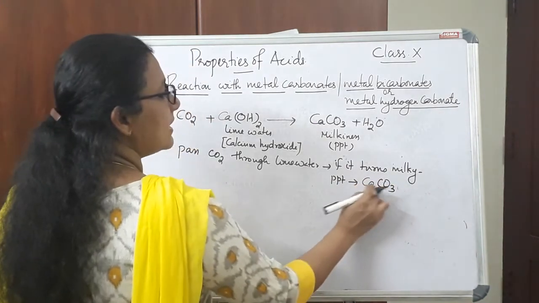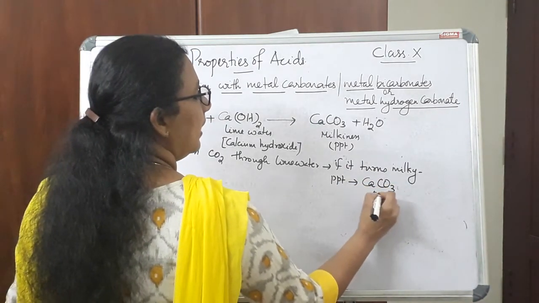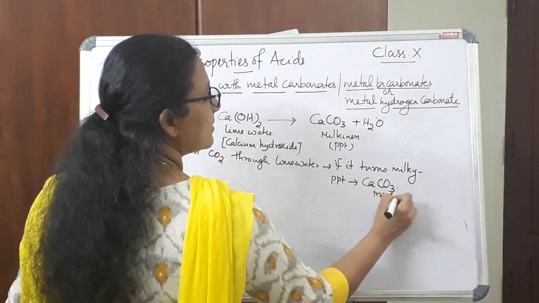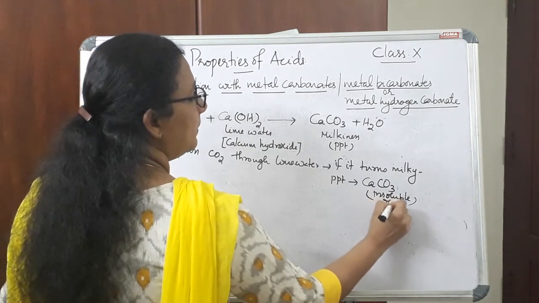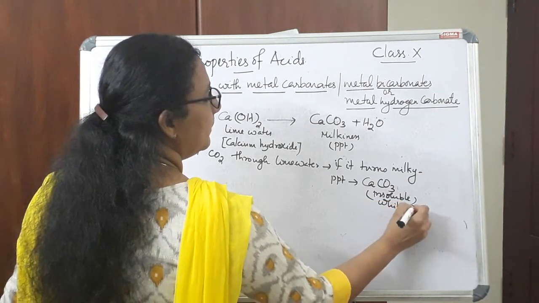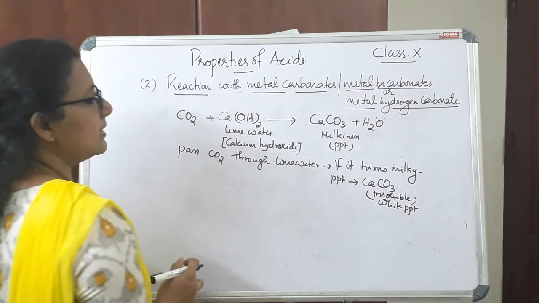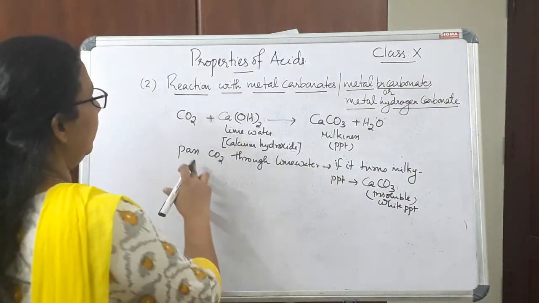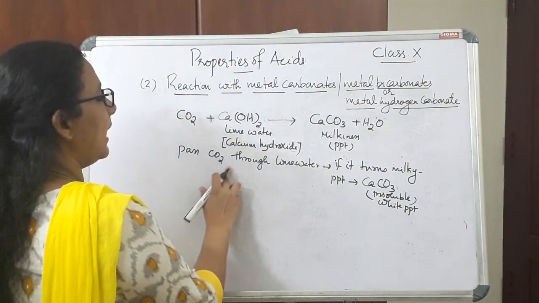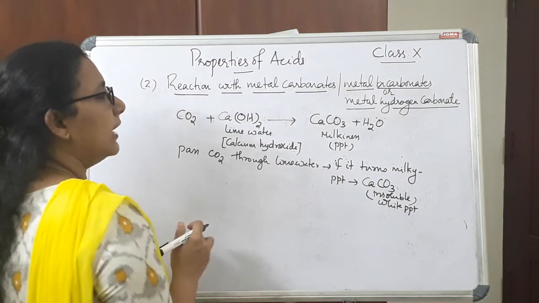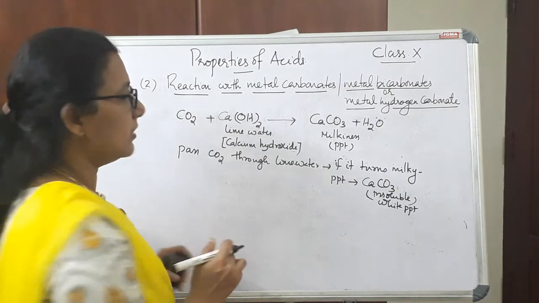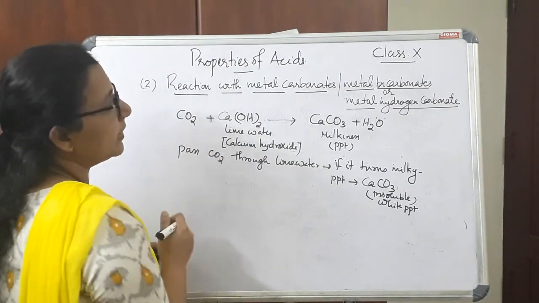This calcium carbonate is insoluble. So it is a white precipitate, or we can say there is a milkiness. So if we are passing carbon dioxide gas through lime water and it turns milky, we can say that the produced gas is carbon dioxide.